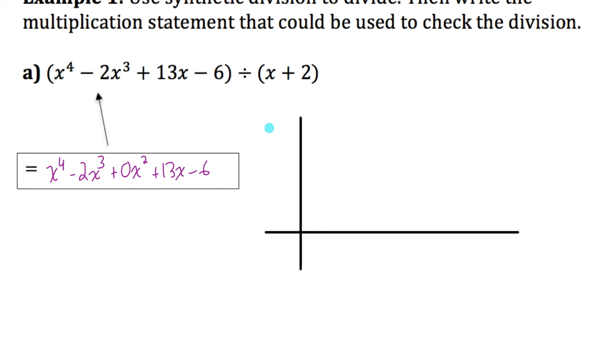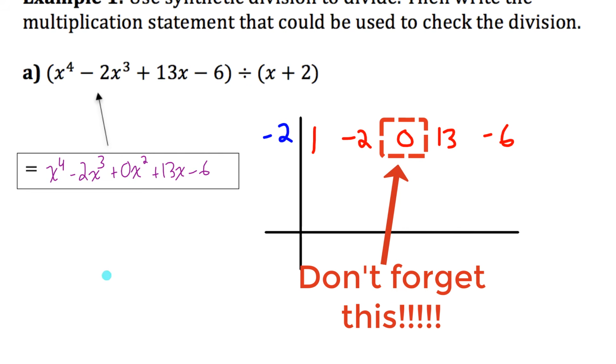So in the top left, I always put the 0 of the divisor. What makes x plus 2 be 0 would be the number negative 2. Across the top, I'm always going to write the coefficients of the dividend, making sure that I have the dividend in the proper order with 0 in for any placeholders. So 1, negative 2, 0, 13, and negative 6. Don't forget to put in that placeholder of 0.